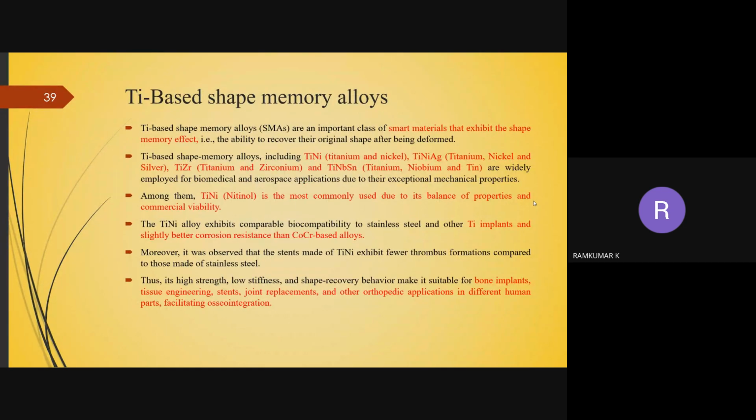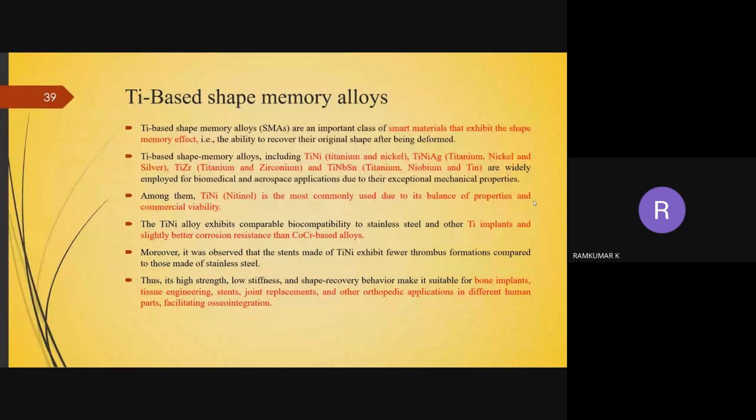The final one is about shape memory alloys. The titanium shape memory alloys play a significant role. As you all know, a shape memory alloy has the ability to remember the original shape after undergoing deformation. When the external force is removed, it can regain its original shape. That is a shape memory alloy. So the common types of shape memory alloys which are available are titanium nickel, titanium niobium, and titanium tantalum. These are the common shape memory alloys available.